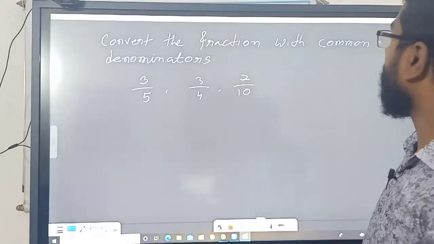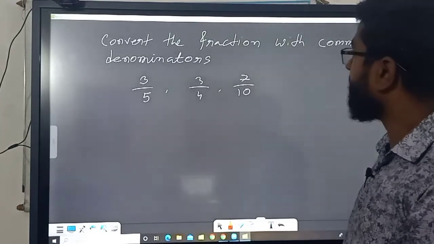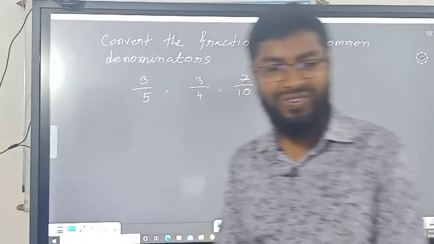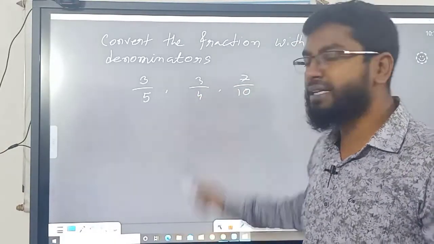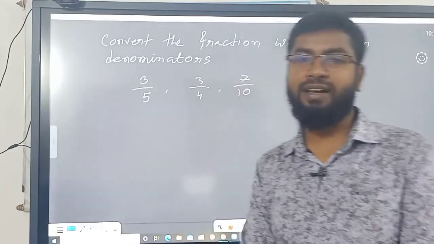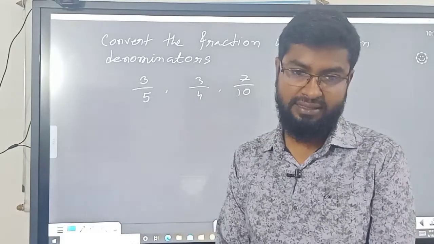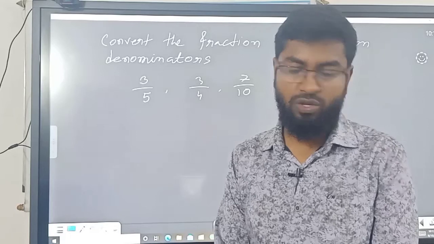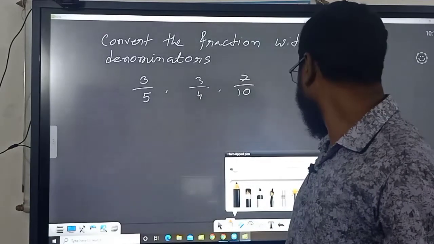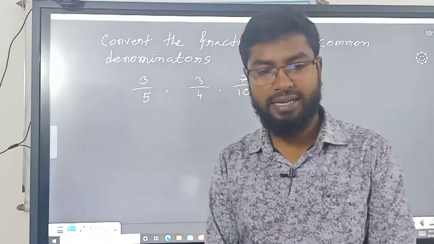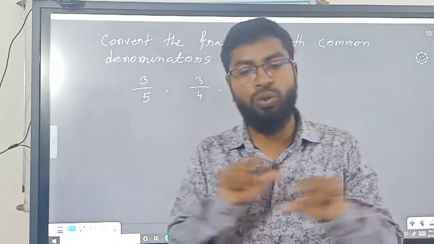Convert the fractions with a common denominator. So these fractions, 3 by 5, 3 by 4 and 7 by 10, are unlike fractions. If it is an unlike fraction, what should you do? Can you explain? To make it a like fraction, LCD.